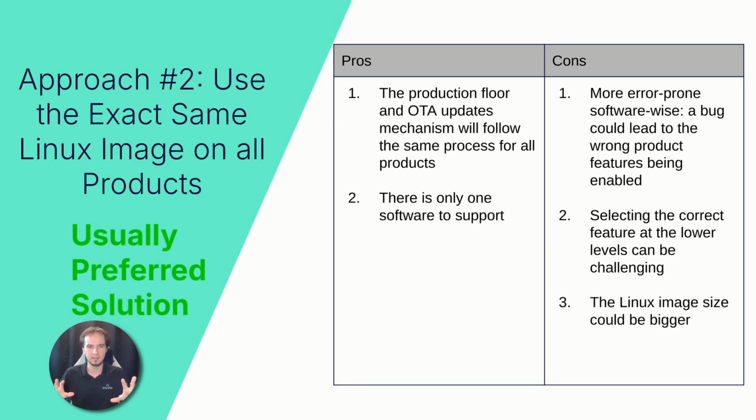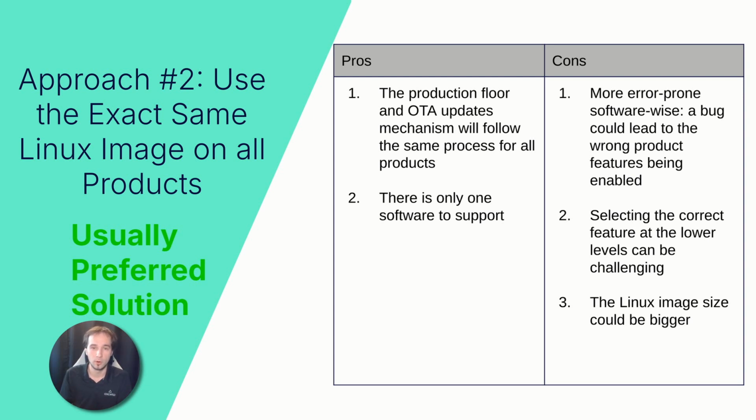Let's now look at approach number 2. In this case, we're going to use the same Linux image for all hardware variants. That's usually the preferred approach because of the pros and cons I'm going to show you right now. First pro is that, of course, the opposite of the previous approach: the production floor and the OTA updates mechanism will have to handle only one update file, so that makes it a lot easier to handle.